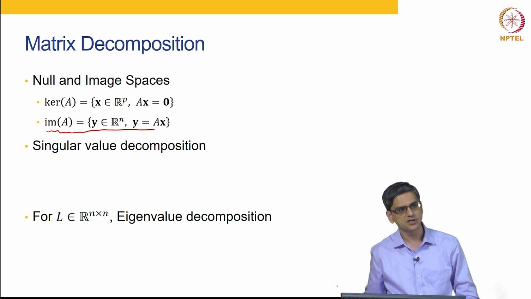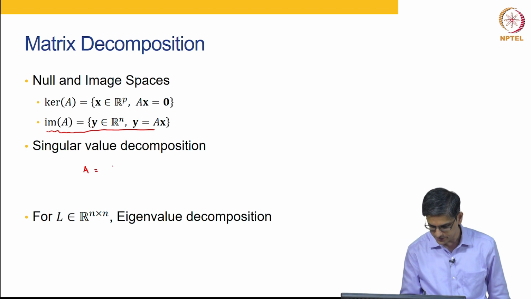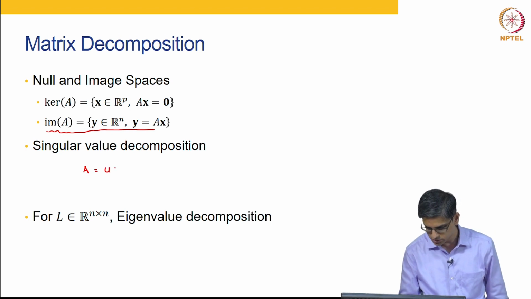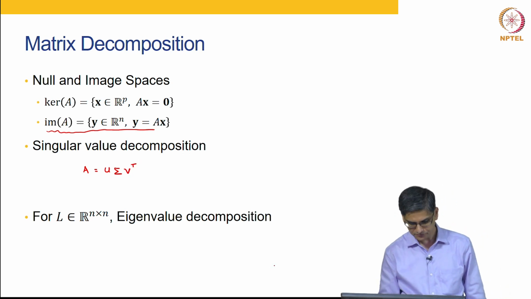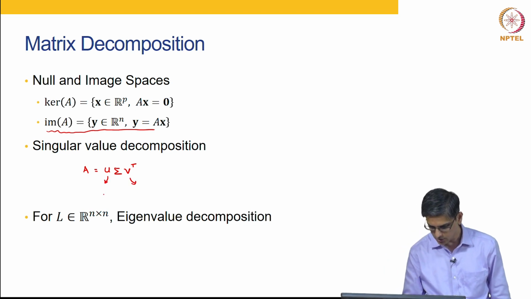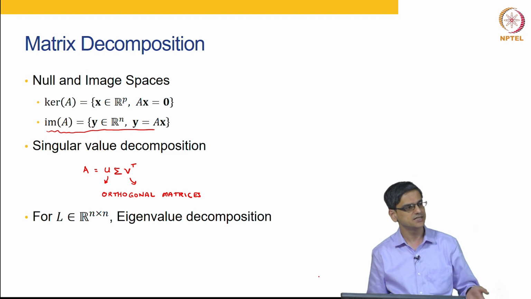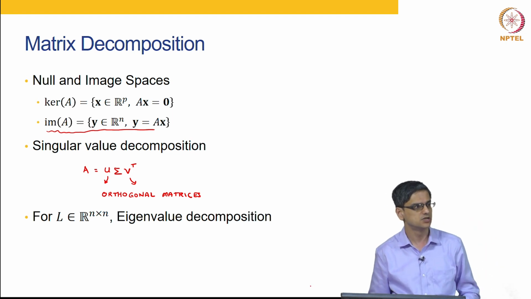Then we talked about singular value decomposition. The idea is that any matrix A can be represented as U sigma V transpose. U and V are orthogonal matrices. What orthogonal matrices means is that each of those column vectors are orthonormal to each other.